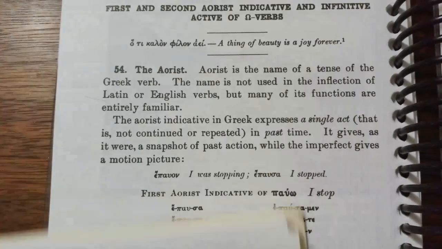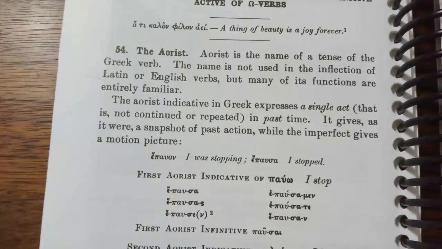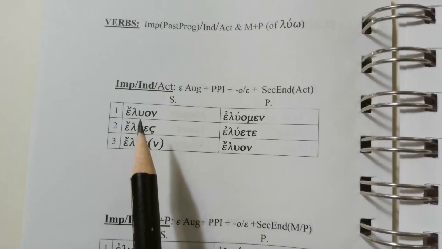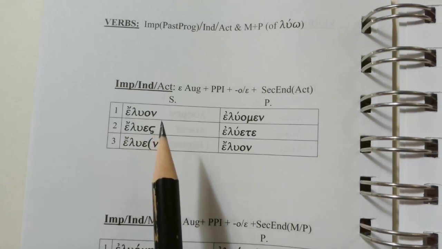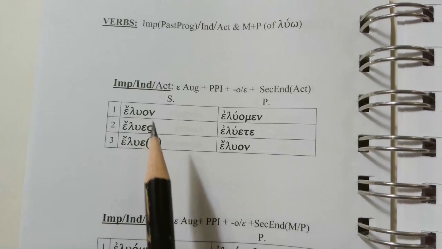Now, if we go to the imperfect here, all right, let me get this in focus for you. If we go to the imperfect, you still have the lu in the middle there as it was in the present tense. So it's still building on the first principal part, except you're tacking on the augment on the front and then inflecting the end with the secondary endings, right?